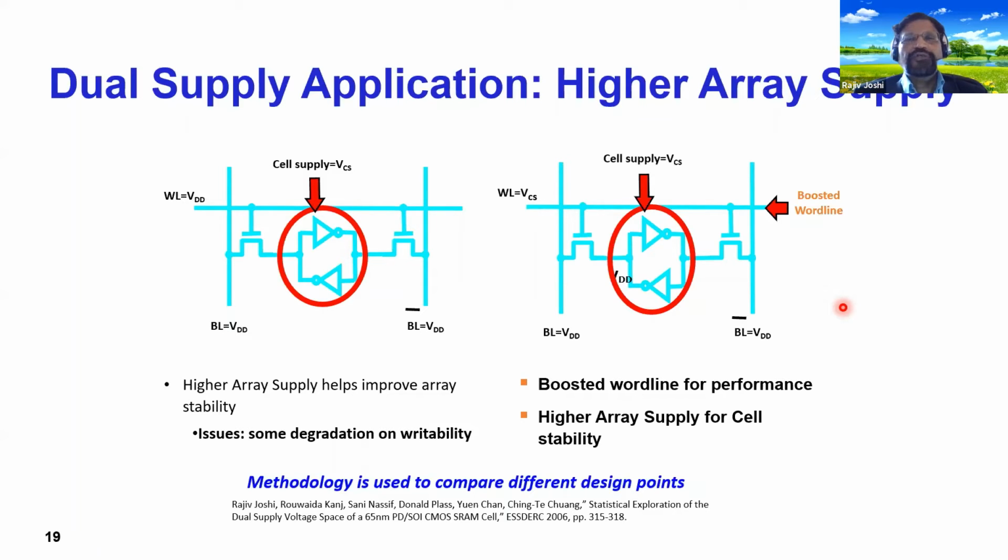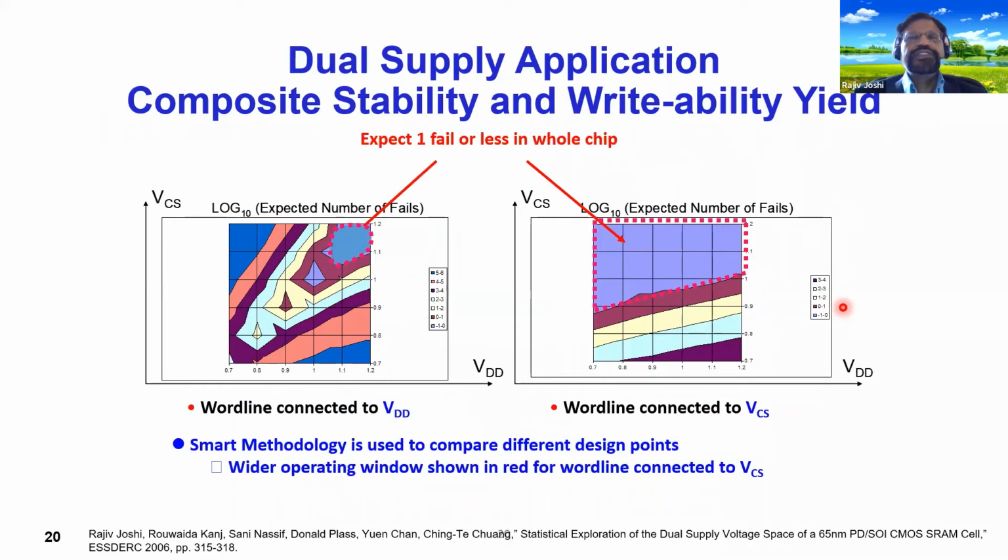So in short, what I'm saying is you can decouple the supply voltage of the word line from the cell, or you can have the same supply for word line as well as cell, and see what happens. And then you want to understand how this design would change in your system or in your analysis.